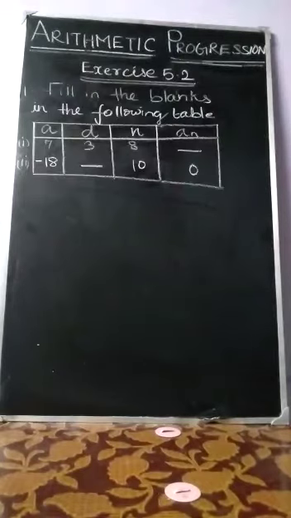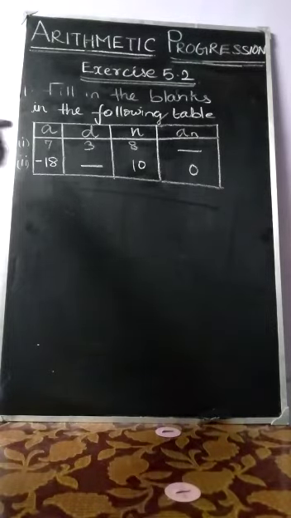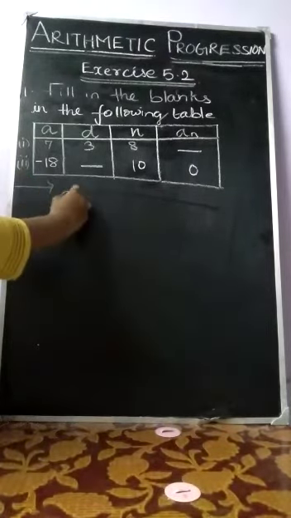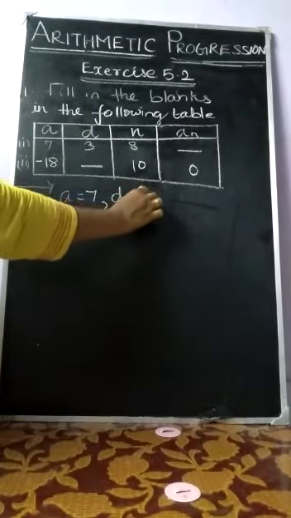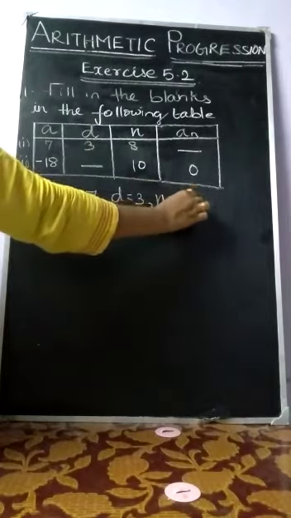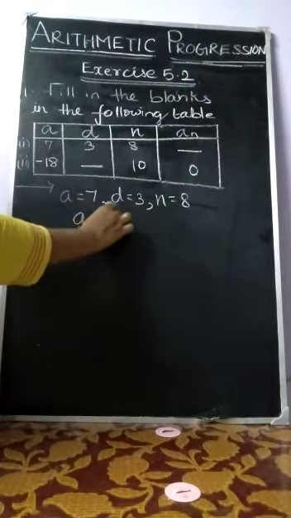Next problem, fill in the blanks in the following table. Some values are given, we don't know one value, so we have to calculate that particular value only. Here the a value is given, d value is given, n value also given. We have to calculate the an value. What is our first solution? A value, that is 7. So a is equal to 7. d value 3. n value 8. We have to calculate the an value only.